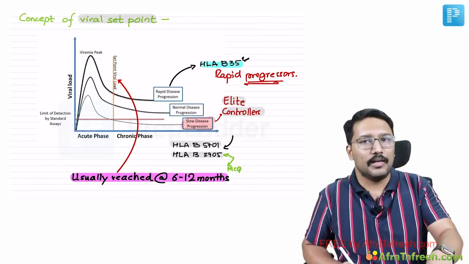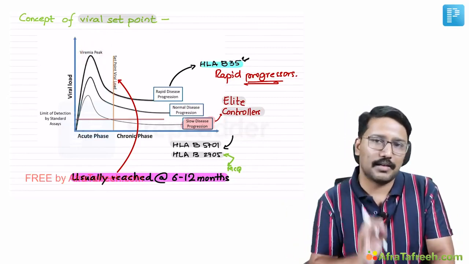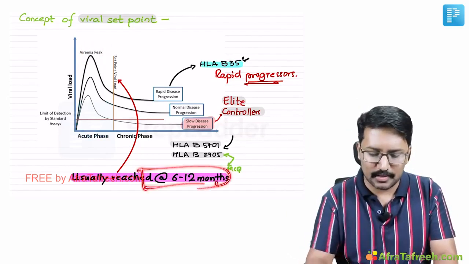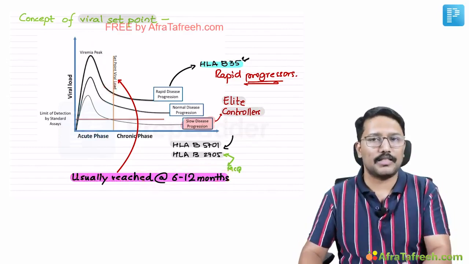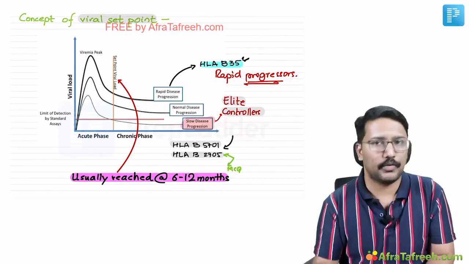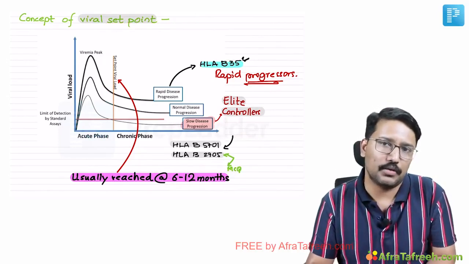So we should know that the majority of patients reach their set point 6 months to 12 months after their index infection, right? After their first infection, 6 to 12 months later, they reach this viral set point. So if you ask me when I want to do the viral load, I would prefer to do it at the end of 12 months. At this point of time, it will definitely be at the viral set point, right?